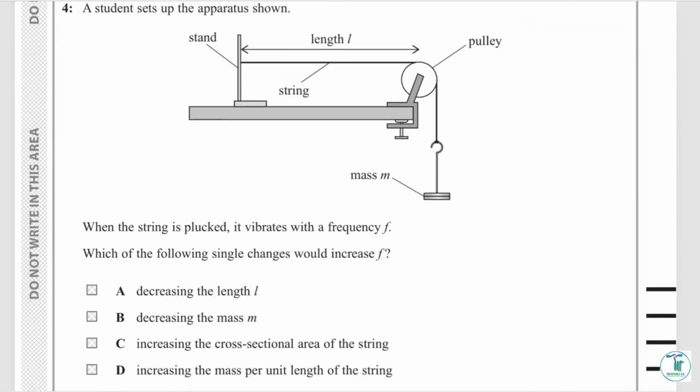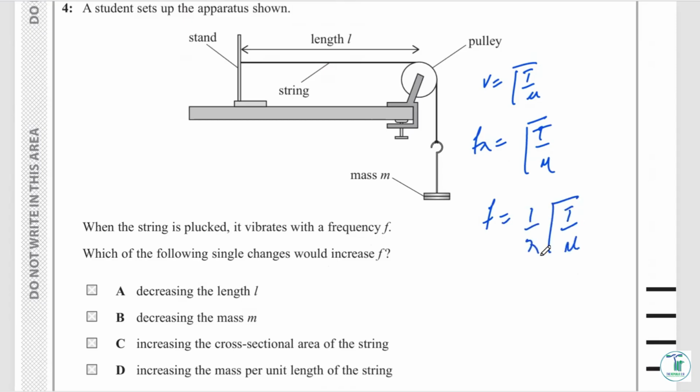Then you've got question number 4. A student set up an apparatus shown something like this. When the string is plucked, it vibrates with a frequency f. Which of the following single changes would increase f? First of all, we need to know the formula for the speed of a wave in a string, and that is v equals the square root of T upon mu. And if you remember, the formula for the velocity was f lambda, so you will be left with the frequency as 1 upon lambda root of T upon mu, right?